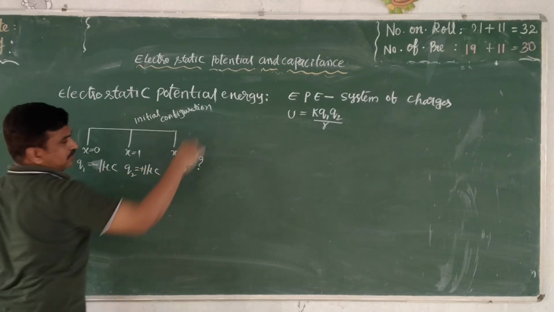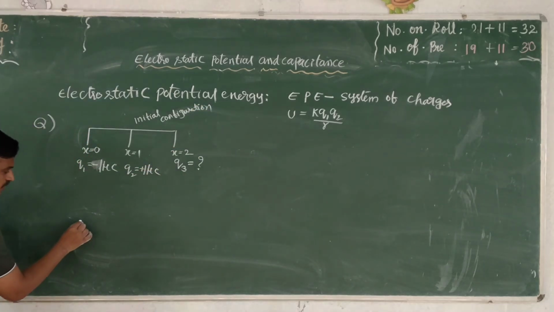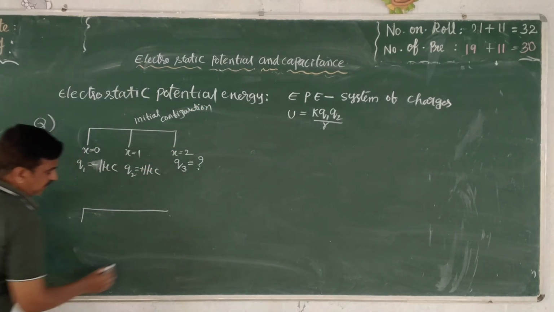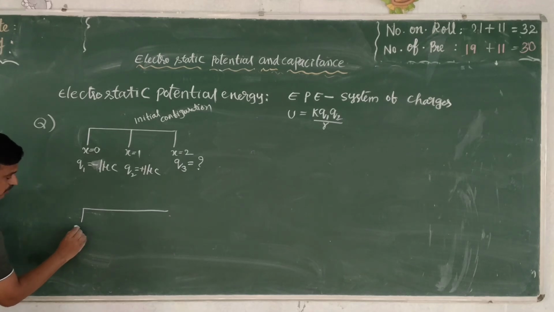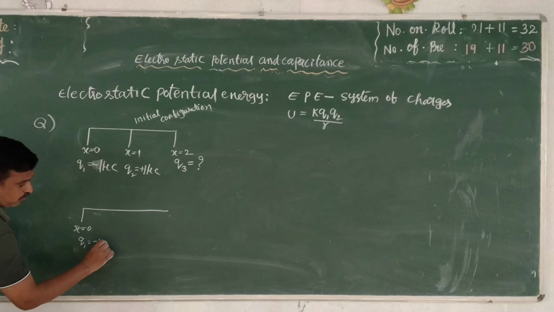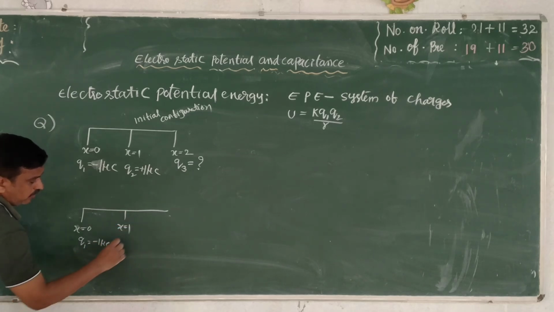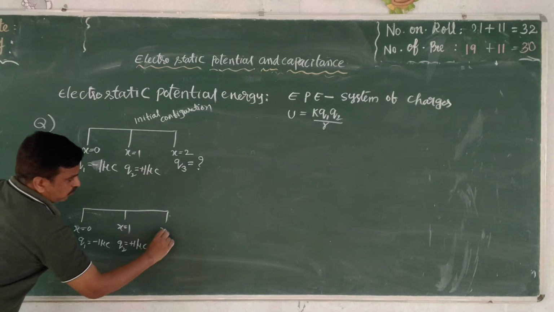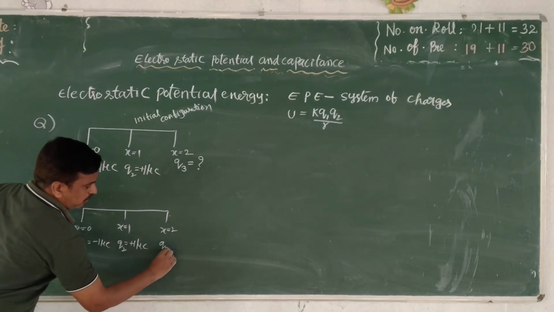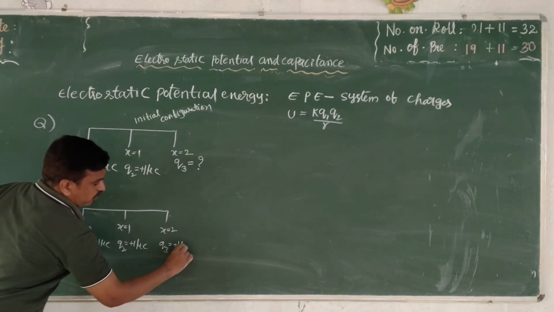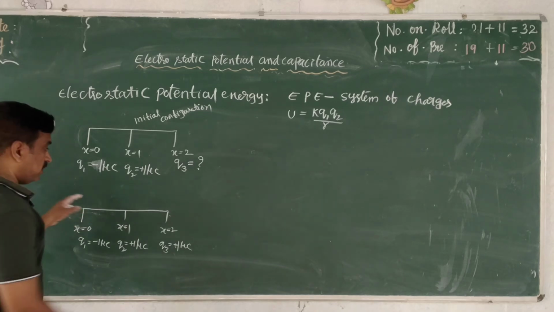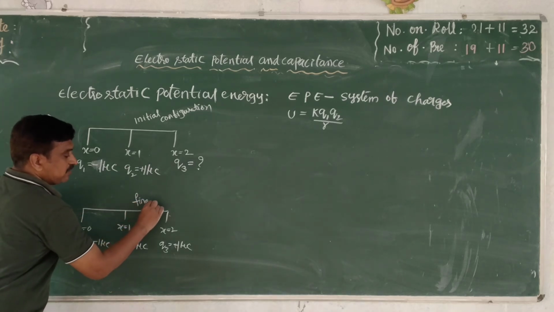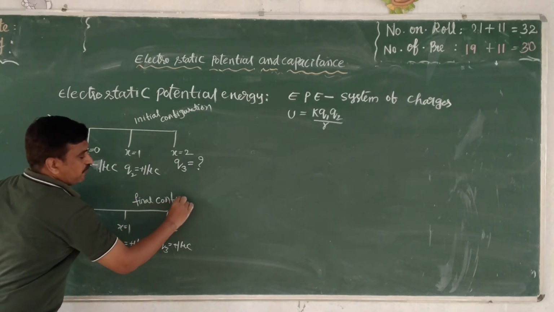After arranging, this is the final configuration: x equal to 0, q1 equal to minus 1 microcoulomb; x equal to 1, q2 equal to plus 1 microcoulomb; x equal to 2, q3 equal to plus 1 microcoulomb. This is the final configuration after arranging.